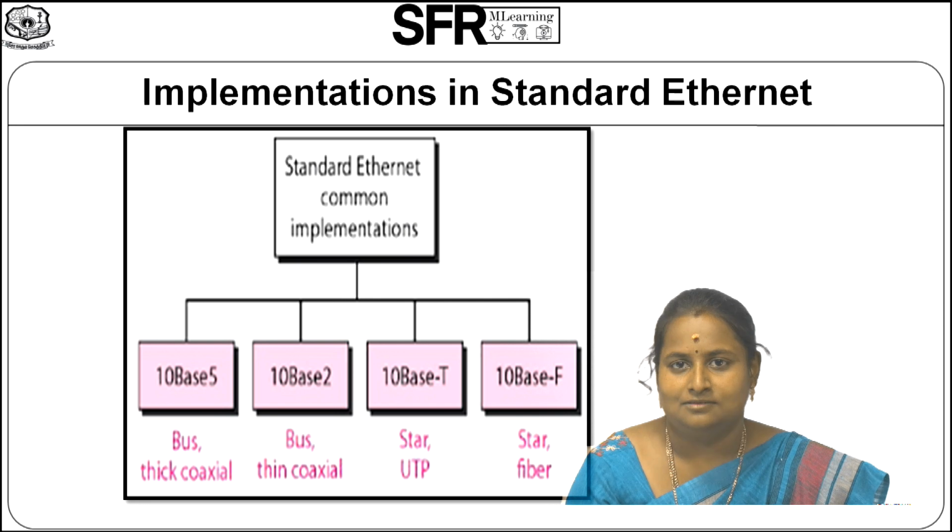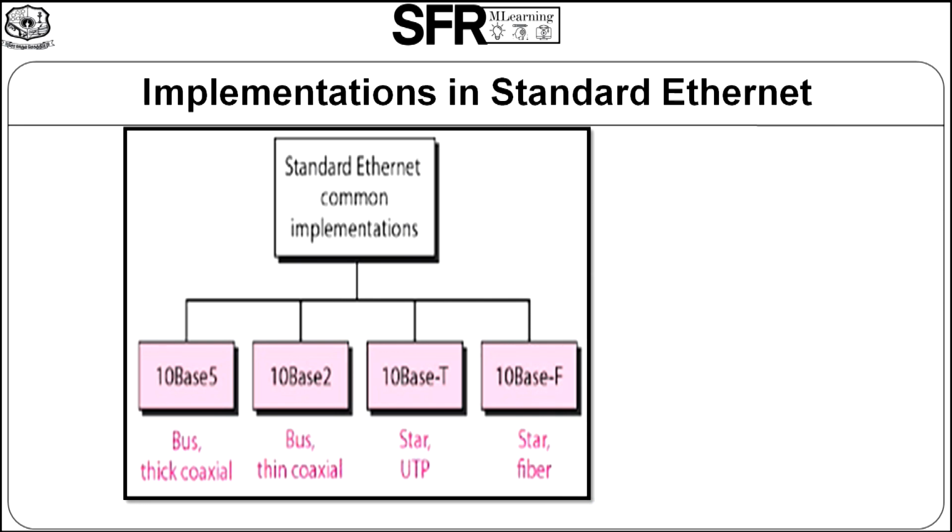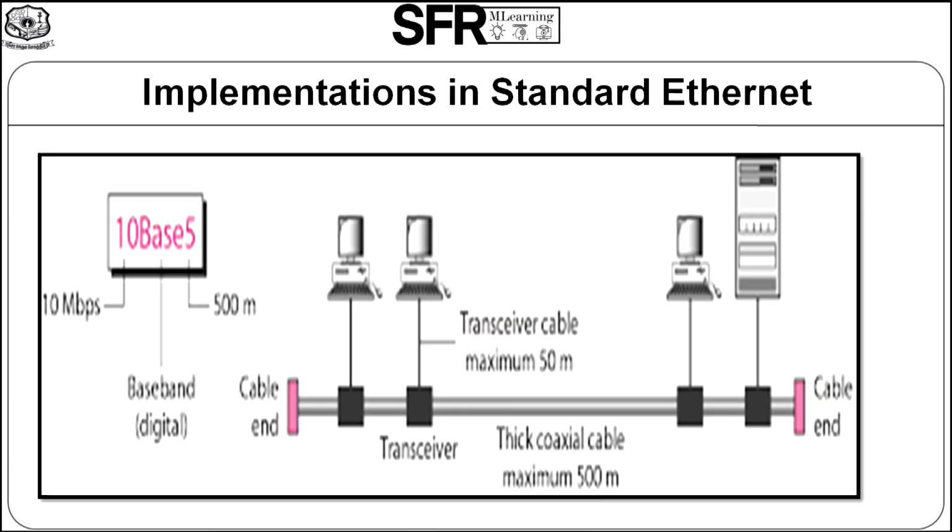Then the last part of our lecture is implementations in standard Ethernet. There are 4 implementations in standard Ethernet: 10Base5, 10Base2, 10Base-T, 10Base-F. For each implementation, the topology differs. In the first 2, bus topology is used, and in T and F, star topology is used. So, let us see clearly in a diagram.